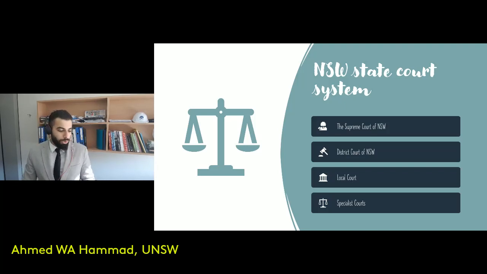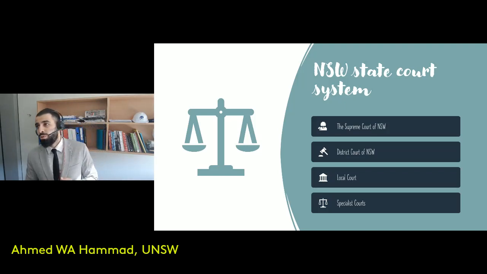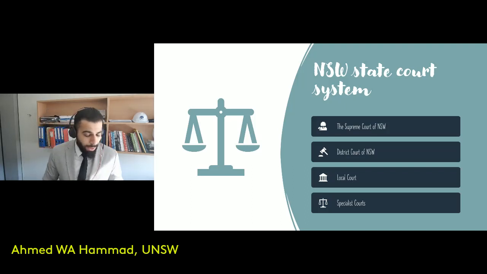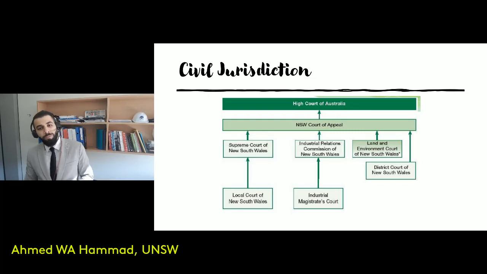And these specialist courts, examples of them include the Workers' Compensation Commission, the Land and Environment Court. So if you've got any issues related to environmental breaches, that's the specialist court that you'd go to. And then you have the New South Wales Civil and Administrative Tribunal, and that's part of the specialist courts. Okay, so civil jurisdiction, and that's what we're interested in when we're talking about construction law.